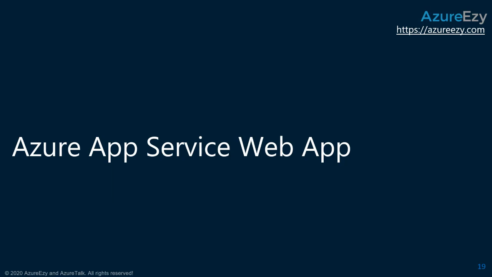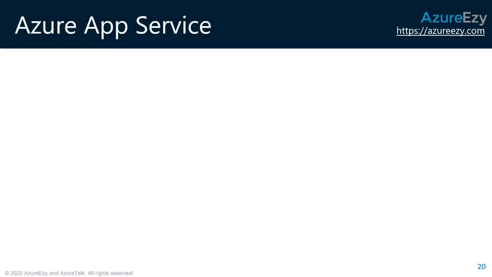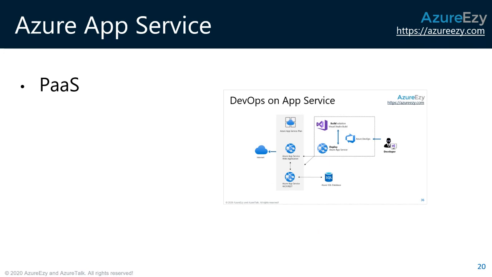App service is another platform as a service solution which you have. This is very much similar to Azure VM, except it comes under the platform as a service category. In platform as a service category, you don't really have to deal with the operating system.